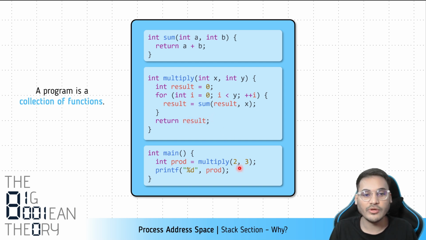So let's say we are doing 2 into 3, so you will add 2 three times to the result variable. And finally, in order to do this repeated addition, we have another function, that is this sum function. It takes in two arguments, a and b, and returns the sum of two numbers.